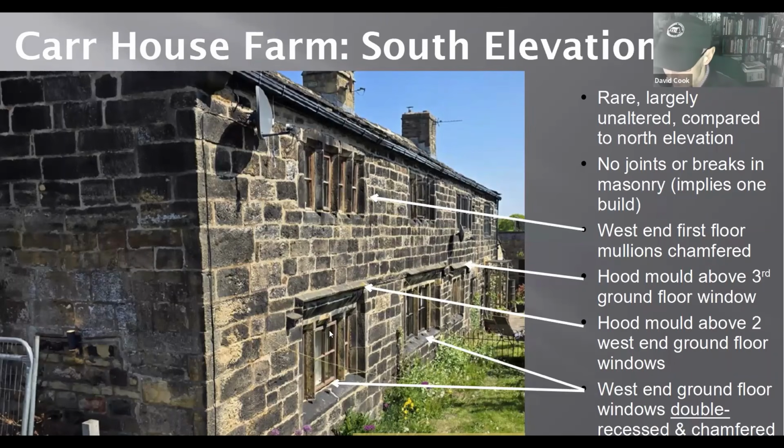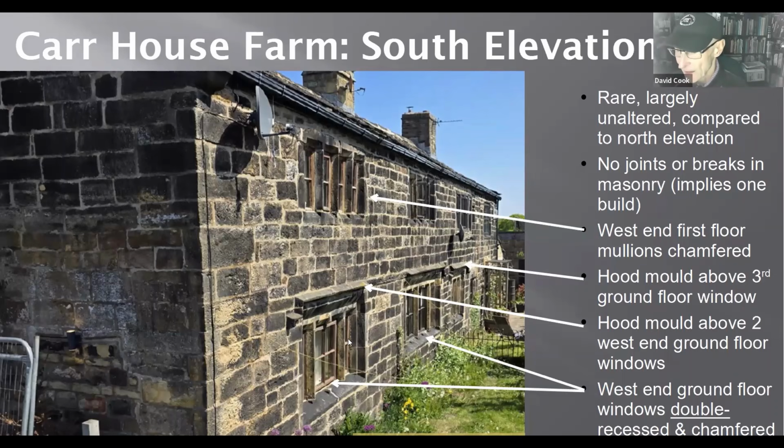If you look at the ground floor window, the comparable window, the west end ground floor window, this is double recessed and chamfered. So the actual face of the mullions is recessed from the face of the building. And then, of course, the windows themselves are recessed beyond that. And so you get this arrangement here where you've got two chamfers. So that's quite a relatively early feature, I think.